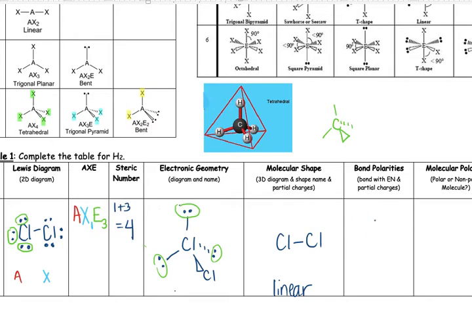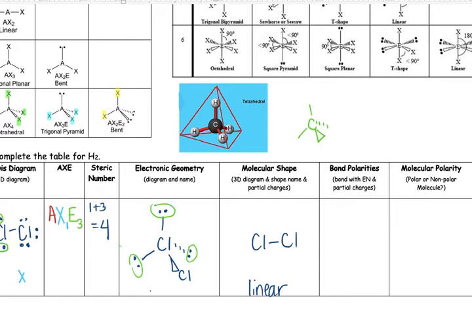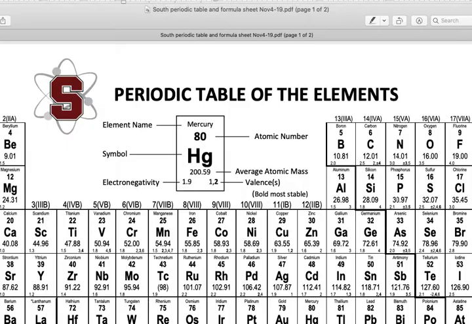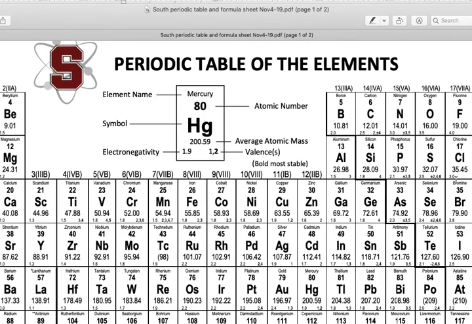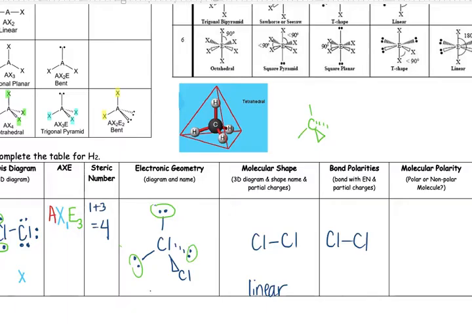So now that we have the shape and we've labeled it linear, now we're going to start looking at the bond between chlorine and chlorine, looking at the electronegativity values. If we put chlorine and chlorine here, you're just going to go to your periodic table and look for chlorine. Chlorine has a 3.0 electronegativity value. So we'll put that on here. 3.0, 3.0.